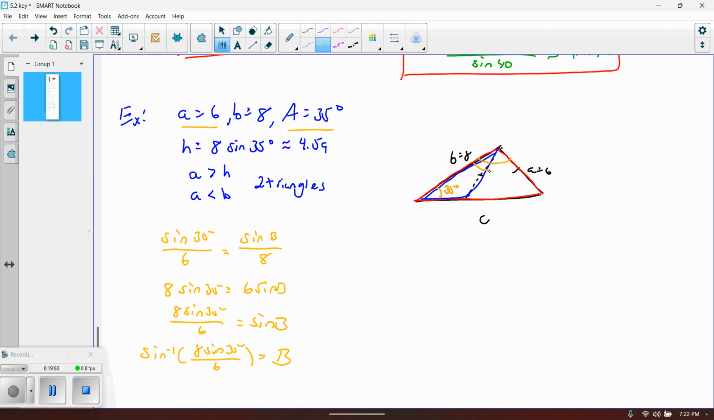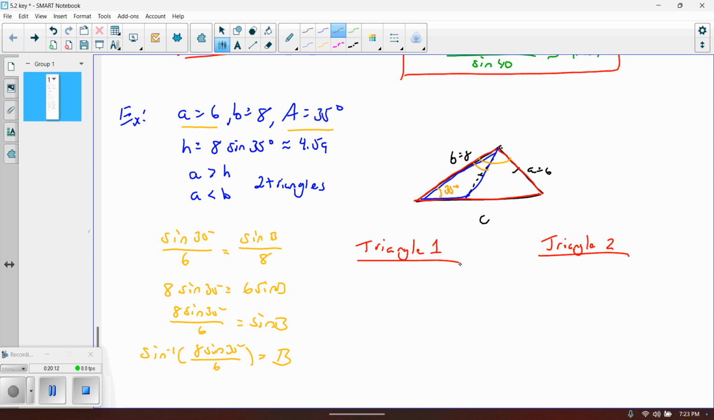So we're pretty much going to do both of these at the same time as far as solving the triangle, but we'll label this over here as triangle 1 and triangle 2. We got two different parts.